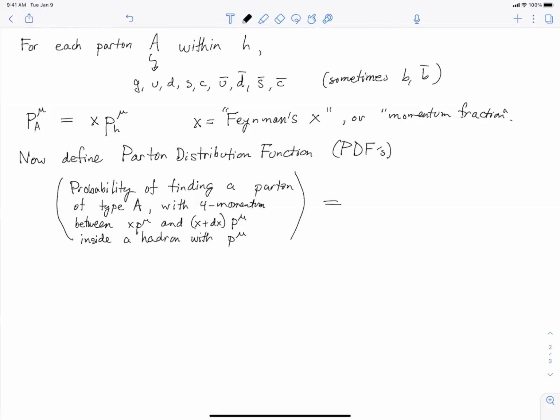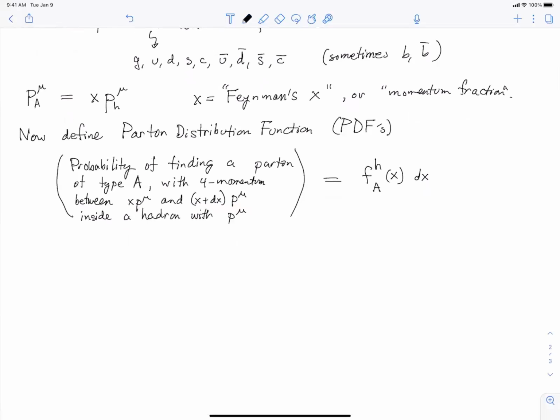And we're just going to give it a name. We're going to call it F. It depends on what hadron we're talking about. It depends on which parton we're asking about. And it depends on the momentum fraction that we're asking about. And then if we're asking for what it is between x p mu and x plus a little bit p mu, it's going to be proportional to that dx. Okay, so that's the definition of a parton distribution function. The probability of finding a given parton of a given type within a hadron of a given type with a certain fraction of the momentum.